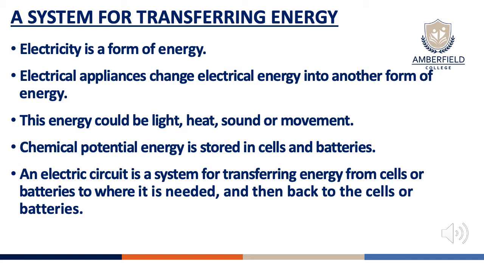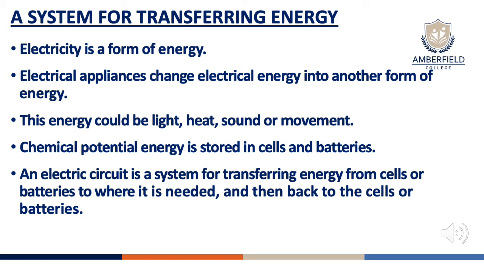If we had to think of a radio, that would be an electrical appliance that, once electricity is flowing through it, produces sound energy. Then we need to look at the chemical potential energy that is stored in the cells and the batteries. An electrical circuit is a system for transferring energy from cells or batteries to wherever it is needed and then back to the cell or the battery.